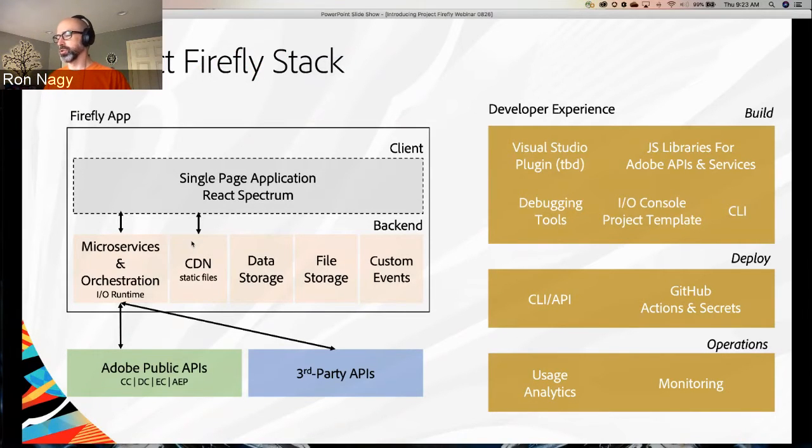And then we've got a Visual Studio plugin in the works in the future. Right now, you can just open up VS Code, which is what we use here internally to do any coding. It has all the hinting and everything. The IO console project template, as I showed a second ago, debugging tools. I'll show a little bit of that in the demo. On the build side, and then on the deploy side, CLI, API, GitHub Actions and Secrets. And then on the operations side, we've got usage analytics and monitoring.